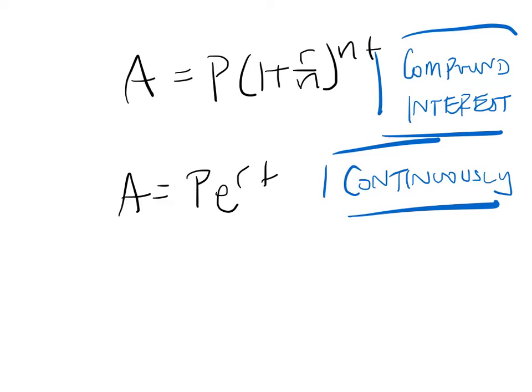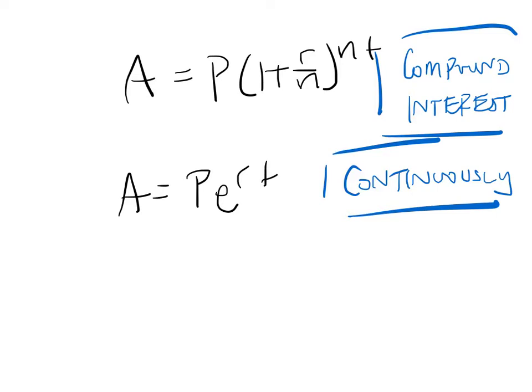Now, remember that our A here in both formulas is the amount we want to end up with. P here is our initial investment. Our r's are our rates. t's are our time. And n's, remember, is the compounding rate. So how many times you're going to calculate your interest in a given period.